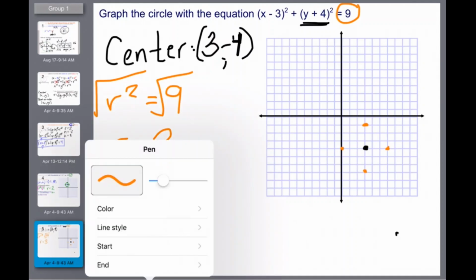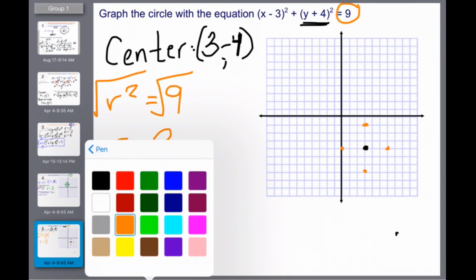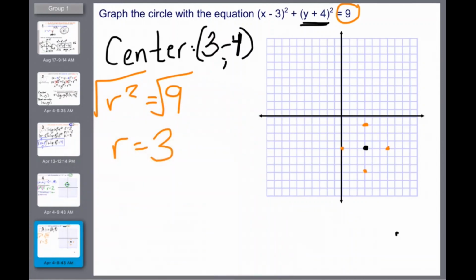All right, and then lastly, we want to sketch our circle. We're just going to connect our points on the outside to make our circle. Again, it doesn't have to be perfect. The main things I'm going to be looking for are that center and those points and the fact that you sketched it. So do make sure that you actually sketch the circle on there.